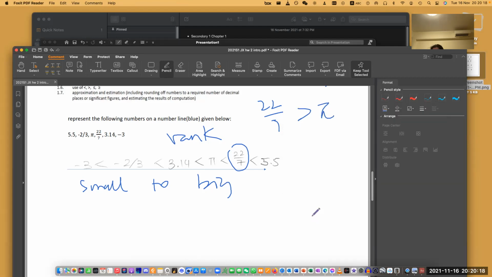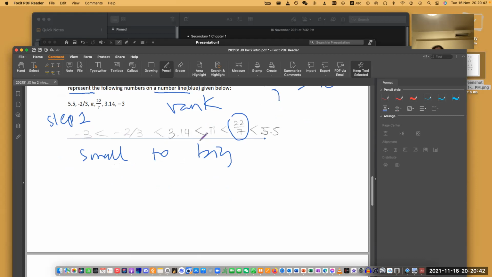Okay. So you managed to rank them from small to big, but over here it says represent on a number line. So I'm going to talk about how you are going to do it. The first thing is your step 1 is correct. Step 1 is very important. You need to know how to rank them from small to big. The next step is to make use of the number line here.